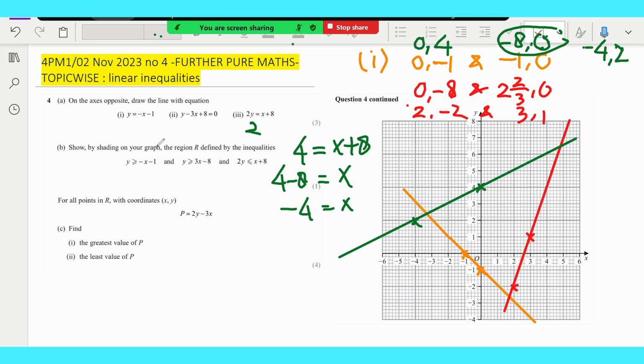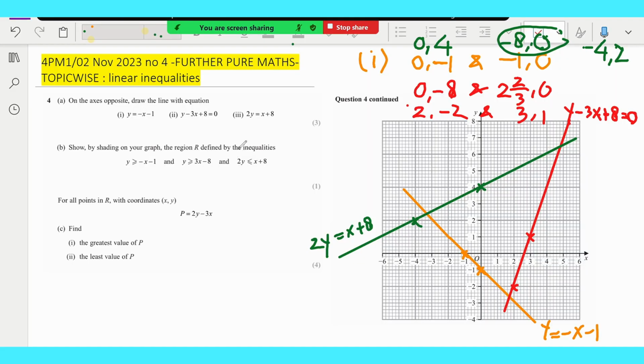Show by shading on your graph the region R defined by the inequalities y greater than negative x minus 1, y greater than 3x minus 8, and 2y smaller or equal to x plus 8. So to show this region R, for y greater than negative x minus 1, we have to test a point on one side. It is easier to test the origin, that is 0, 0. 0, 0 is on the side above this orange line, and there is another side below this orange line.